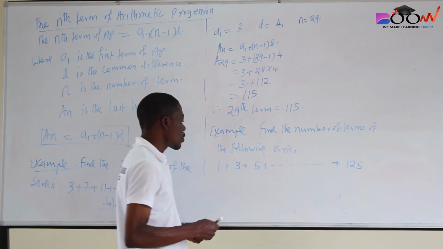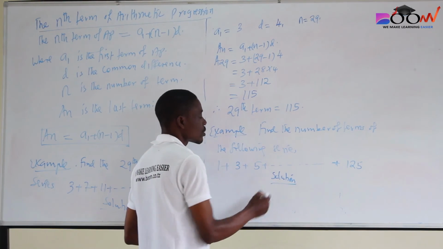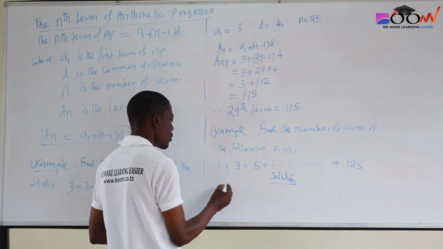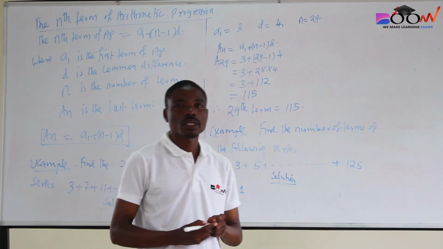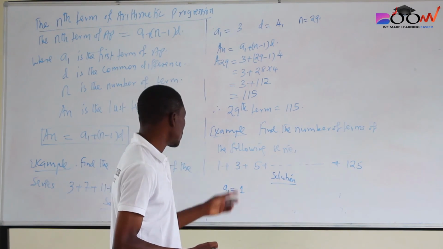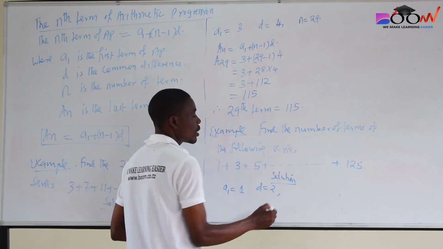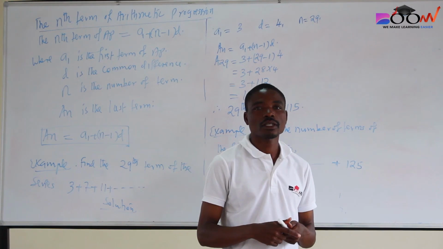So you put what you have been given in order to use our formula. What you have been given is the first term, a1, which is 1. You can get the common difference, that is 3 minus 1. Our common difference is 2. And this one is our last number, that is the last term.